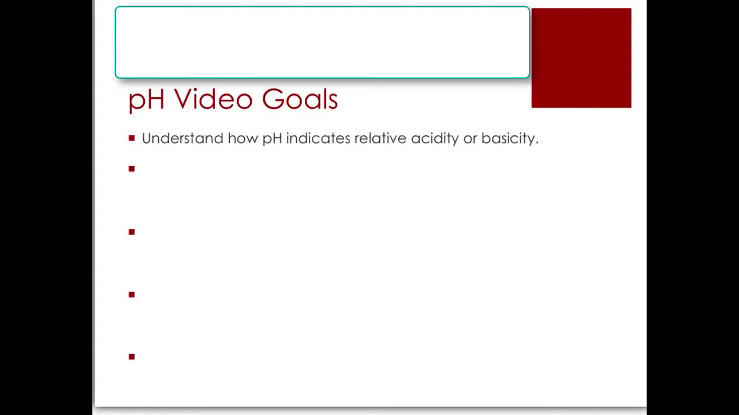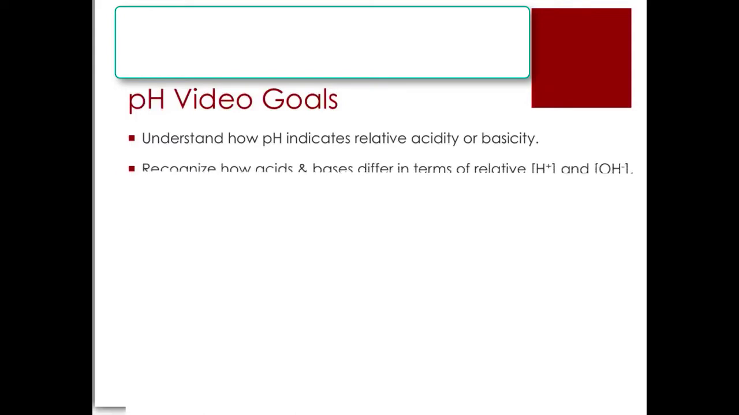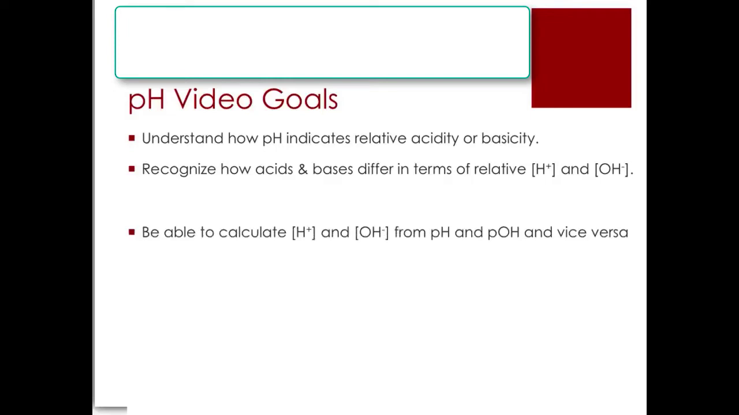In this video, we're going to talk about pH. By the end of this video, you should understand how pH indicates relative acidity or basicity. You should be able to recognize how acids and bases differ in terms of relative concentrations of H+ and OH-. You should be able to calculate H+ concentration and OH- concentration from pH and from pOH, and vice versa.